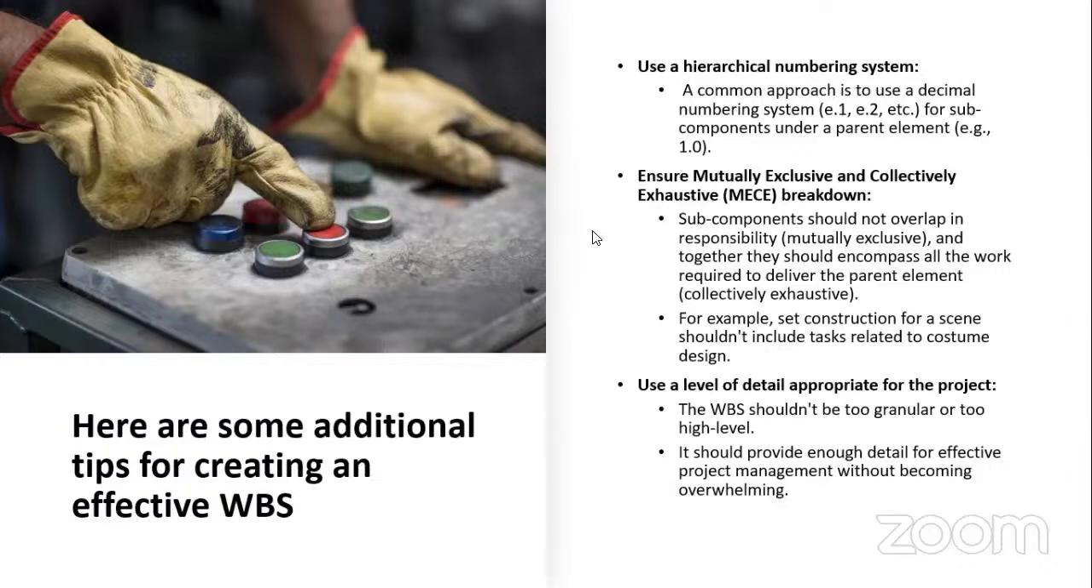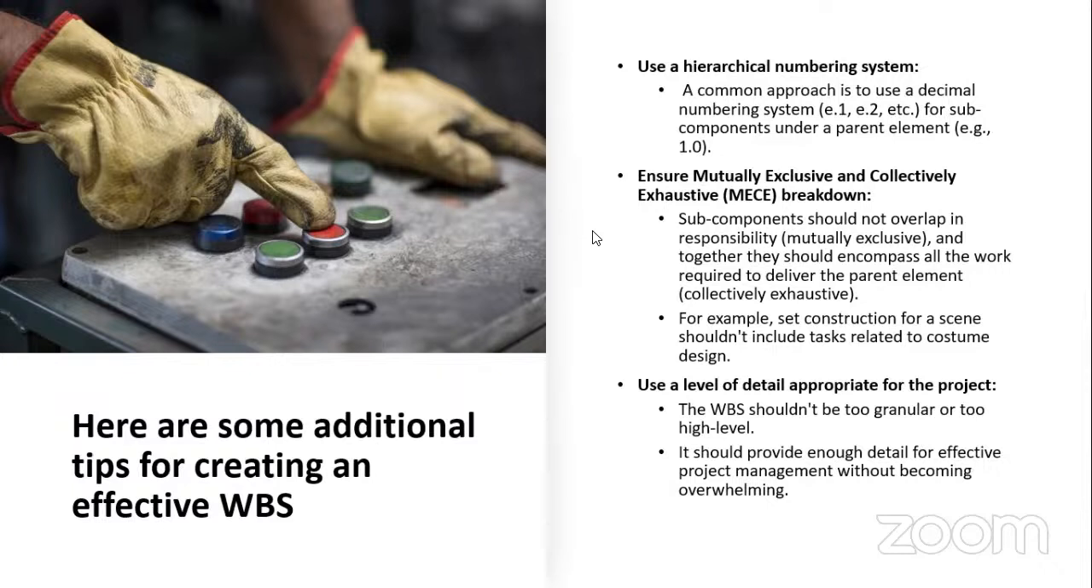Use a level of detail appropriate for the project. Like I said, if your project requires that you break down your WBS to just 1, 2, 3, 4, 5, 6 to N, that's perfect, if that is the most appropriate way to break down your work. If it is 1, then under it you have 1.1, 1.2, 1.3, 1.4, that is also good, provided you understand what you're doing. And that is the best way to go about it.